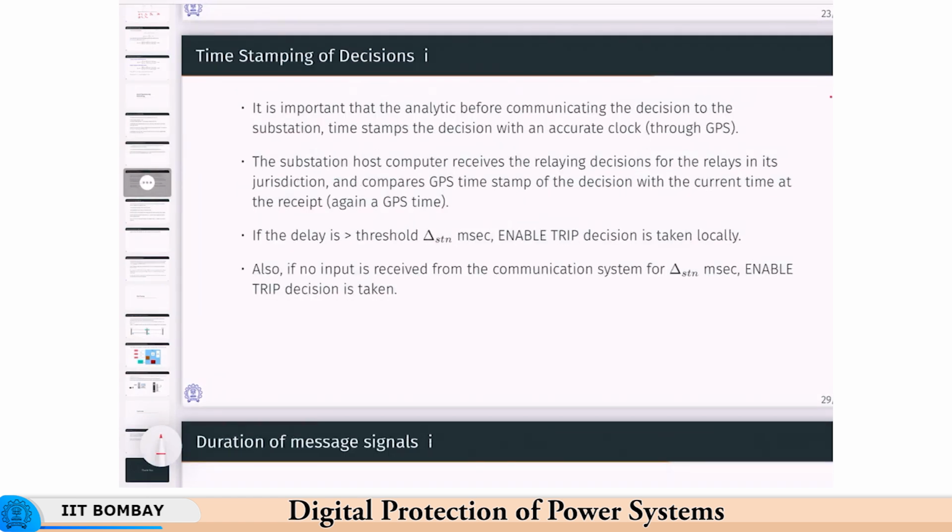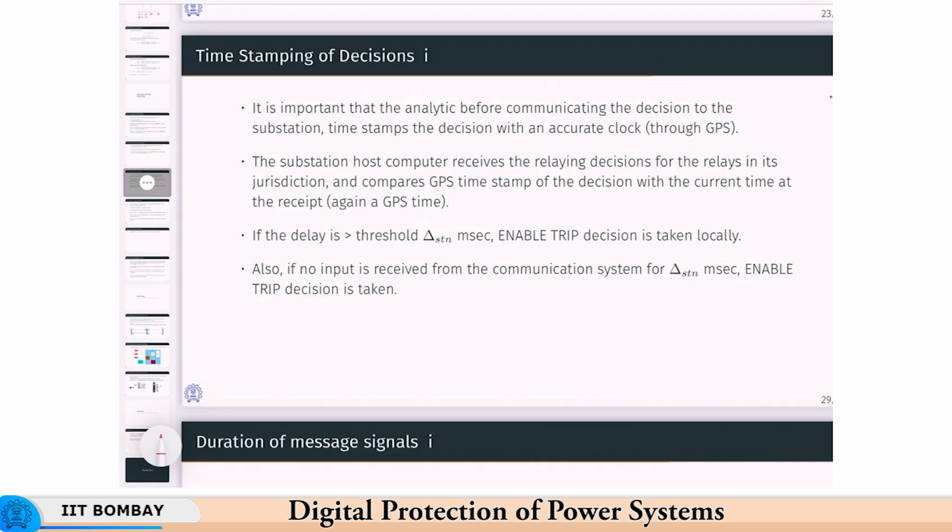Okay. So why is that? We talked of timestamp. Why is the timestamp relevant? Those reasons are listed here. Before it sends the decision, it is timestamped with the GPS timestamp for that time snapshot, and once the decision is received at the substation host computer, it compares that timestamp with the current timestamp, which is also GPS time, because the substation host computer also gets the GPS time.